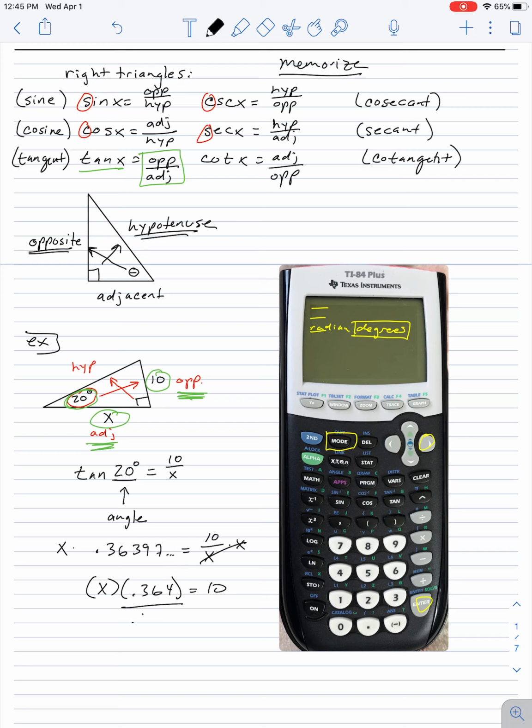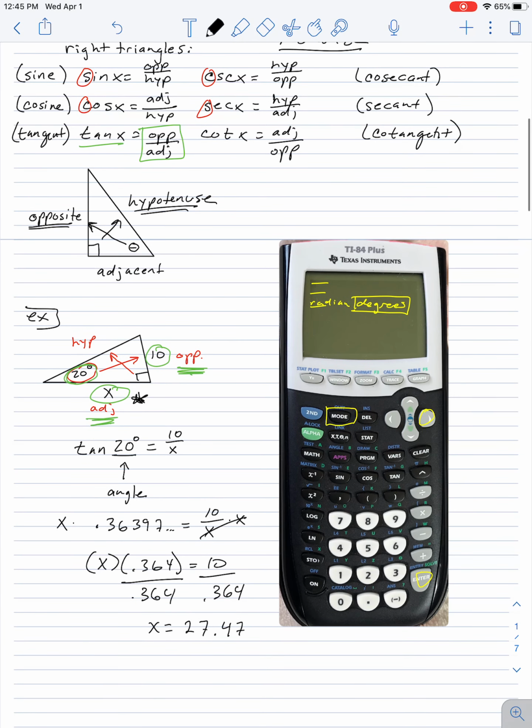And then you divide by this number. So my x value is going to be 10 divided by that unrounded number, and I get 27.47. Okay, and that's the length of this side right here. The problems vary just based on which sides are given and which angles are given.